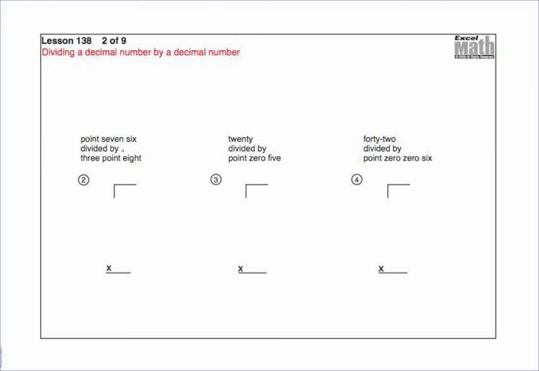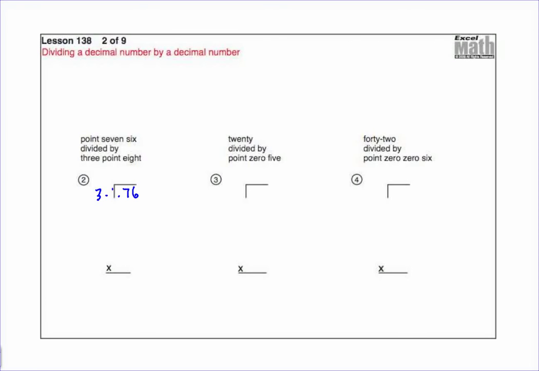All right, so here's some problems. We're going to do the first one together. It says 0.76. Go ahead and write that on your paper for number 2, 0.76. Divided, oh, that's not right. Put it in the wrong place. Let's get rid of that. 0.76 should be in here, divided by 3.8.